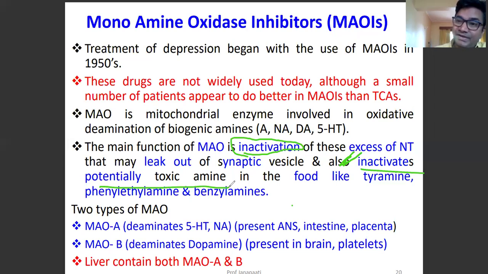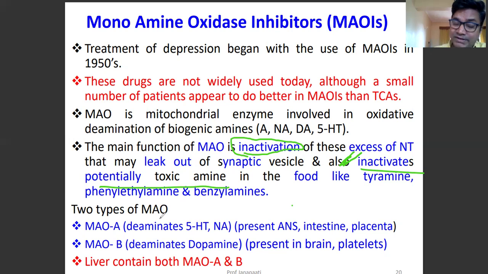Potential toxic amines. So these are the two main functions. But in depressed patients, what happens? The levels of MAO are in excess, so it inhibits the neurotransmitters. So now when you give these drugs, they will act.